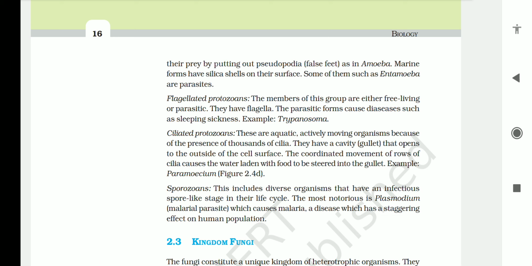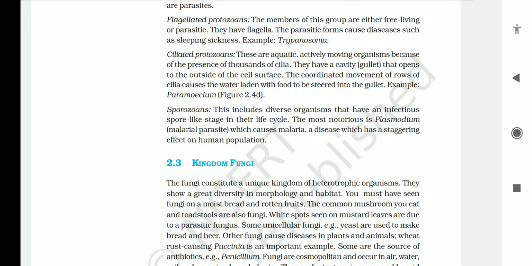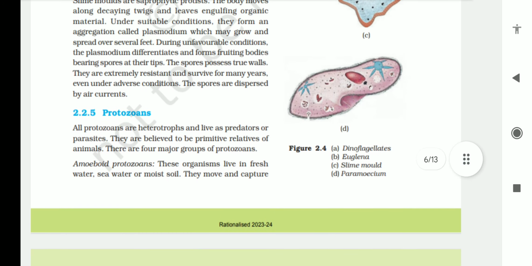Flagellated protozoans. The members of this group are either free living or parasitic. They have flagella. The parasitic forms cause diseases such as sleeping sickness, example Trypanosoma. Ciliated protozoans. These are aquatic, actively moving organisms because of the presence of thousands of cilia. They have a cavity, that is gullet, that opens to the outside of the cell surface. The coordinated movement of rows of cilia causes the water laden with food to be stirred into the gullet. Example Paramecium. You can see it in Figure 2.4d.